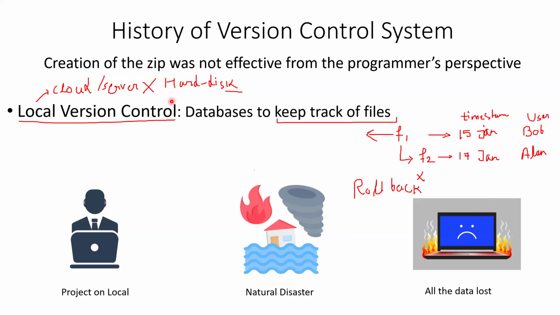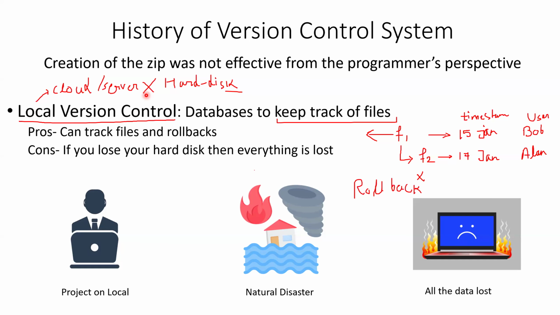So we are using version controls. There are different versions which we are controlling, like which version we have to use, but it is on the local. There is no cloud or server in the picture. So that was the problem with it.